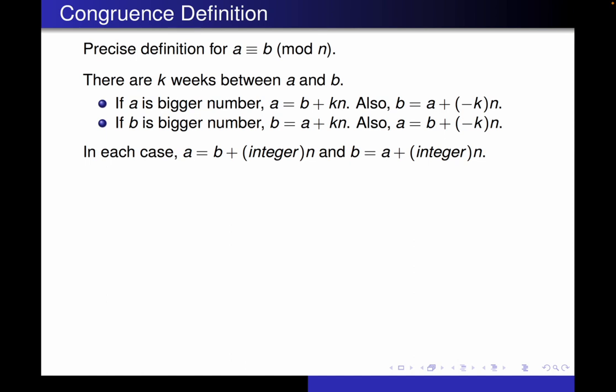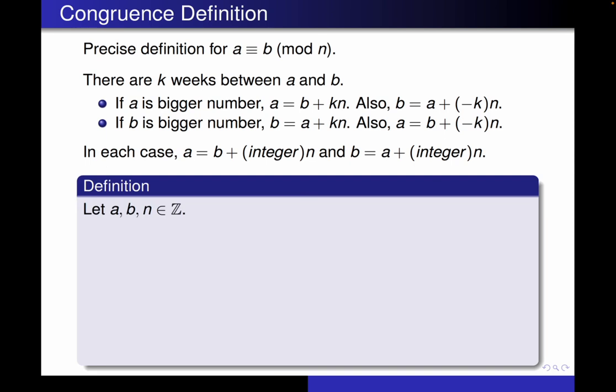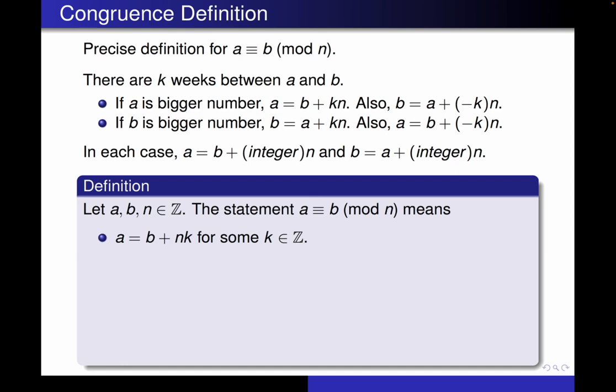And that sort of indicates what our definition of congruence is going to be. So if A, B, and n are in Z, the statement A is congruent to B mod n means, well, first of all, A is equal to B plus nk for some integer k. B is equal to A plus nk for some integer k. Now, those two equations aren't going to be the same k, but they are both going to be an integer.